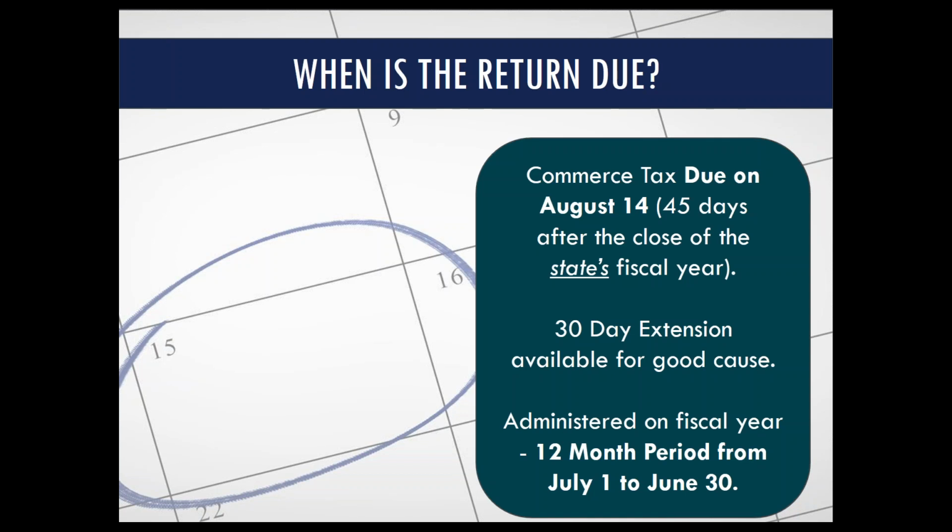Then the tax return itself is due typically on August 14th. It's 45 days after the close of the state's fiscal year. If the 14th were to fall on a weekend, then it would be the next business day. There is a 30-day extension available for good cause. They didn't used to have a form for that, but they do now. So just know that that's out there. It used to be that you had to write a letter, but now they have a form.